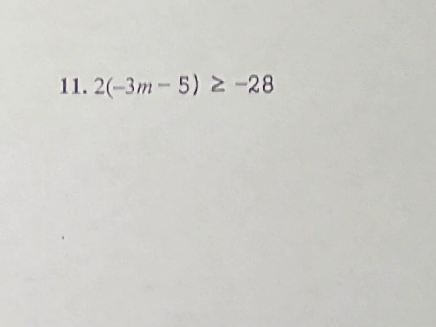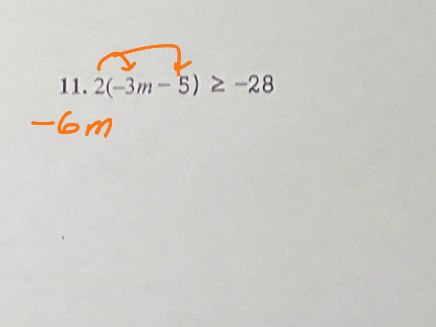Everybody should be looking up front now because you don't know if your number 11 is right. Now it's time to check. Okay, so we need to distribute. Well, you actually could divide both sides by 2 if you wanted to, but I think what most of you probably did was distribute. So 2 times negative 3m is negative 6m, and 2 times negative 5 is negative 10. I'm going to bring down everything else.